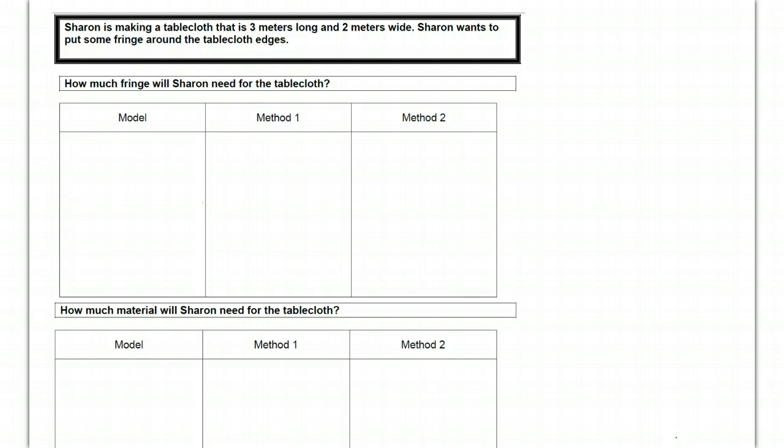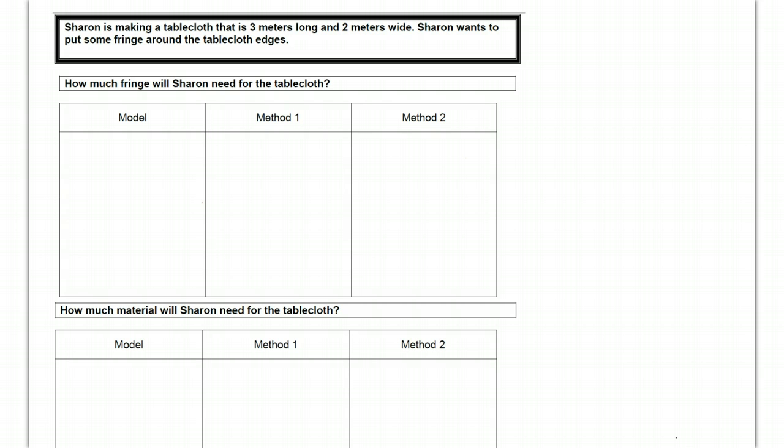In this lesson, we will be looking at perimeter and area. The question states Sharon is making a tablecloth that is 3 meters long and 2 meters wide. Sharon wants to put some fringe around the tablecloth edges. How much fringe will Sharon need for the tablecloth?